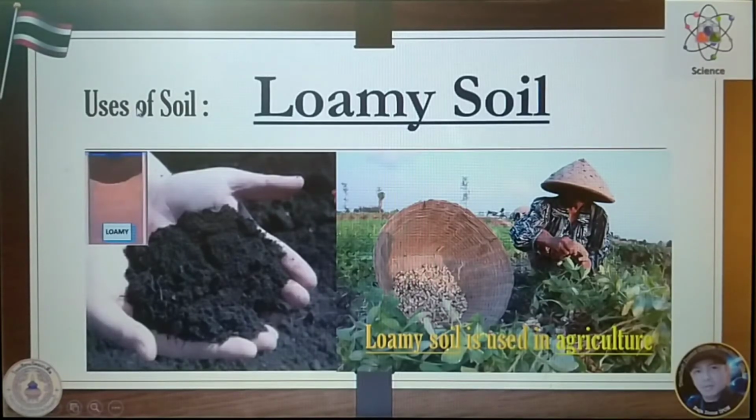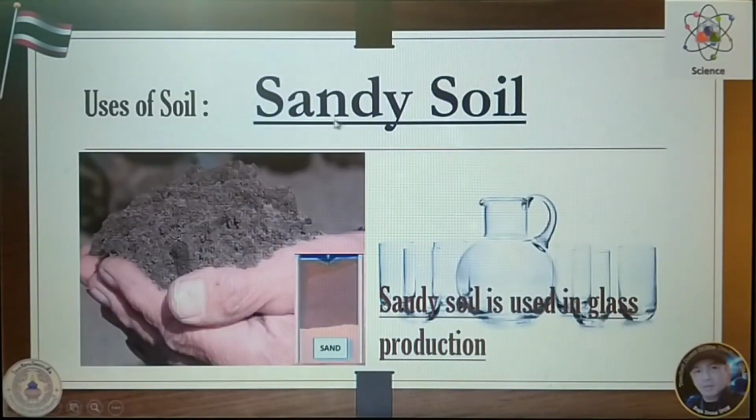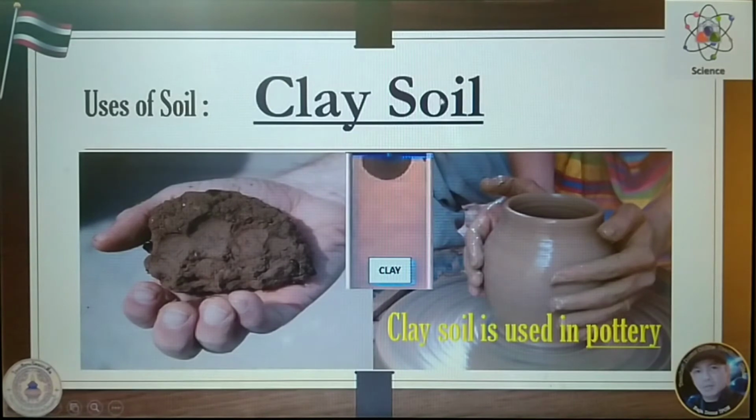Uses of soil. Loamy soil is used in agriculture. Sandy soil is used in glass production. Clay soil is used in pottery.